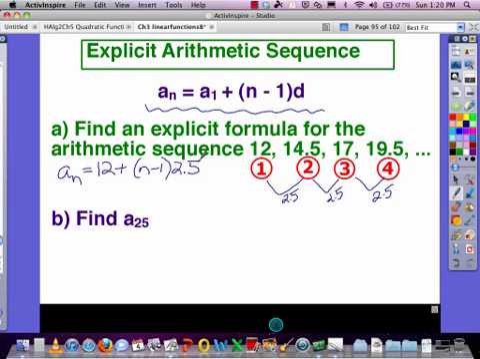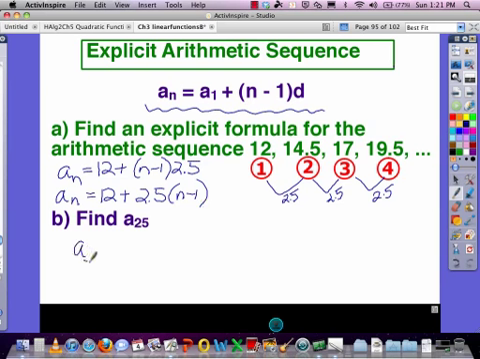Now, some people really do not like that 2.5 at the end of the parenthesis. You could put it in front, and it would read a sub n equals 12 plus 2.5 times n minus 1. It still works the same way, and you calculate it the same way. So here we go. We want the 25th term in our sequence.